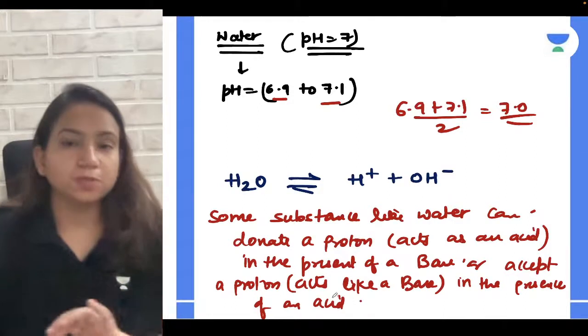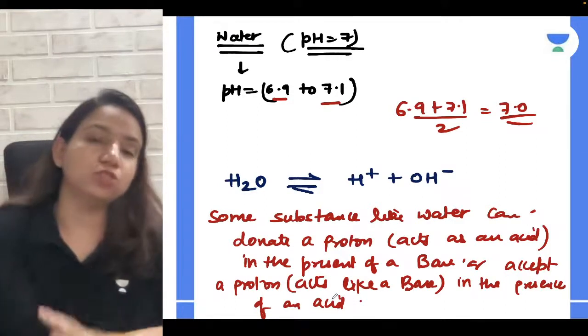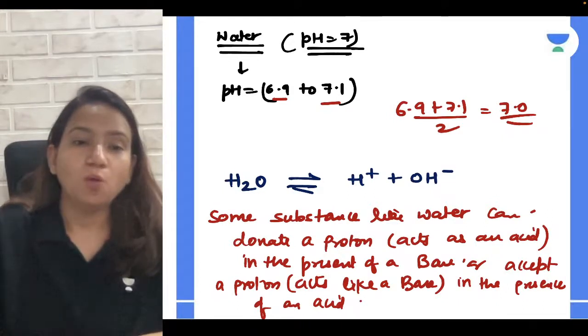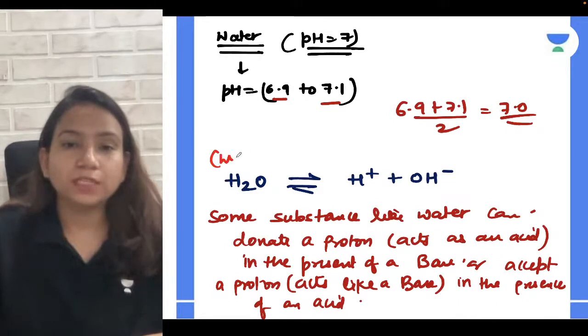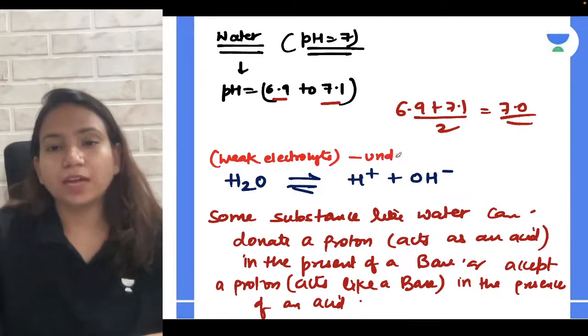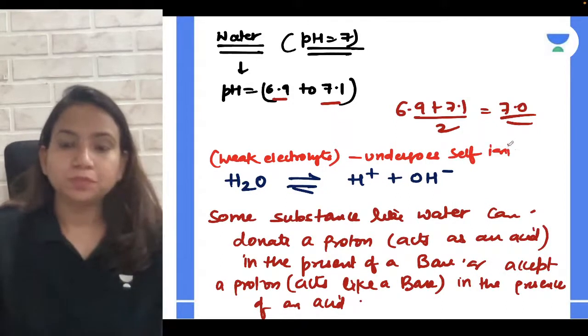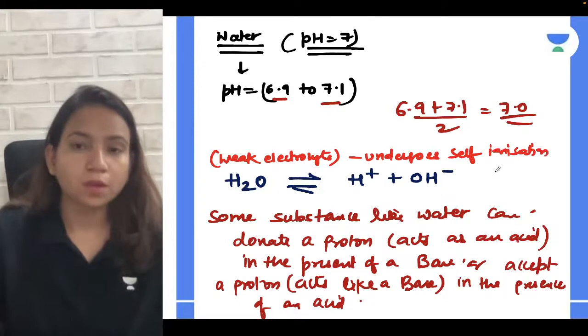Okay, so it's very simple. Water is a weak electrolyte and undergoes self-ionization to a small extent. So first of all, water is a weak electrolyte and undergoes self-ionization to a small extent. Very good.